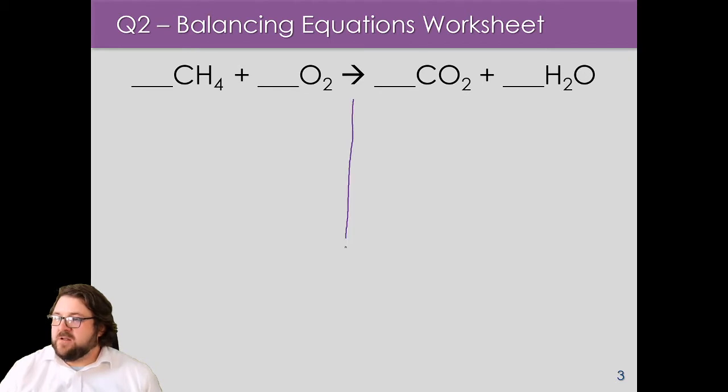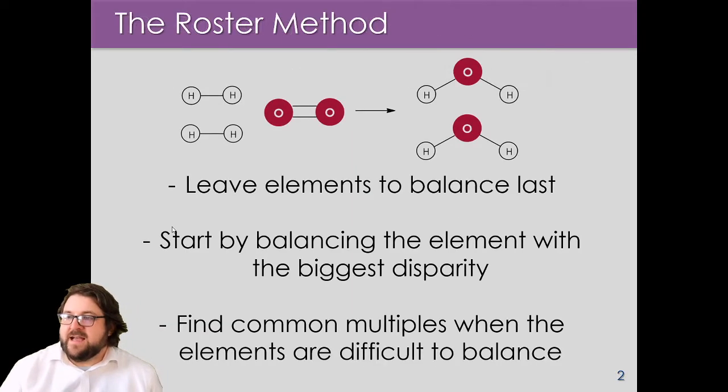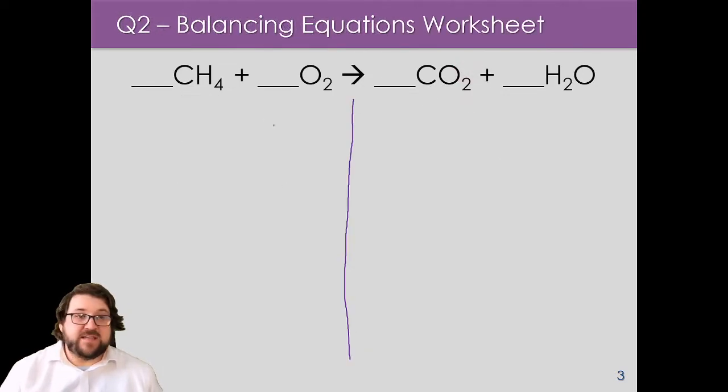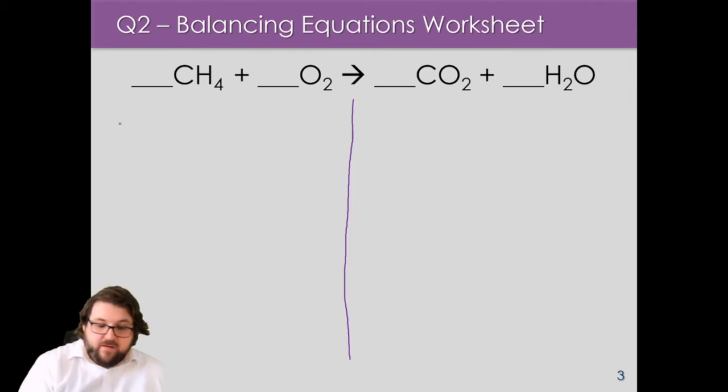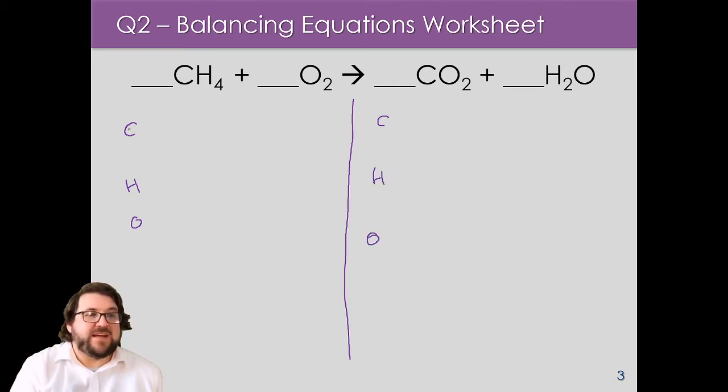First of all, I'm going to draw a line down where the arrow is and start thinking about these two equations as having two sides. I start by writing out all the elements that I have. So I've got C, H and O in this equation, and again I write it exactly the same on the other side of the page as well. And then I start counting.